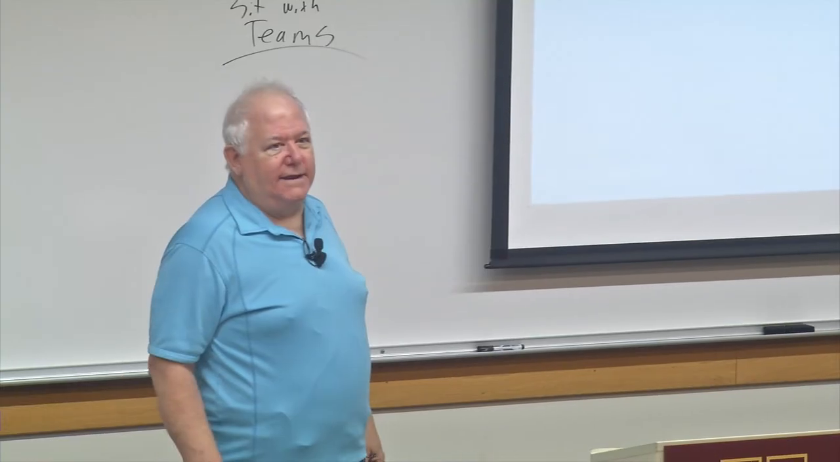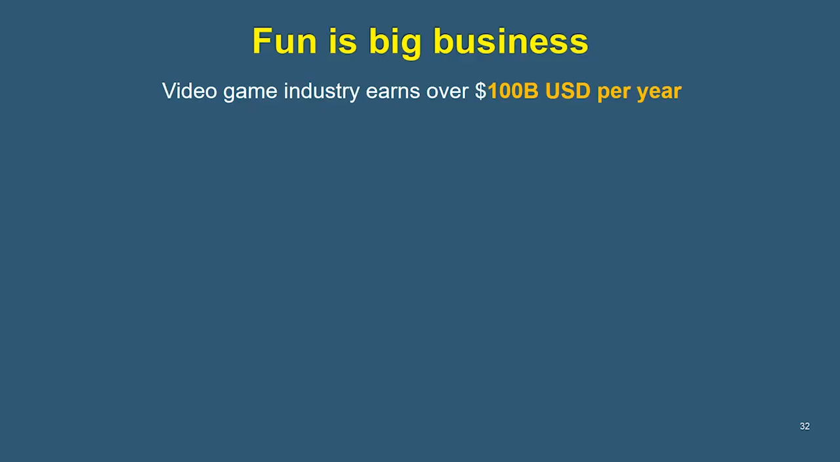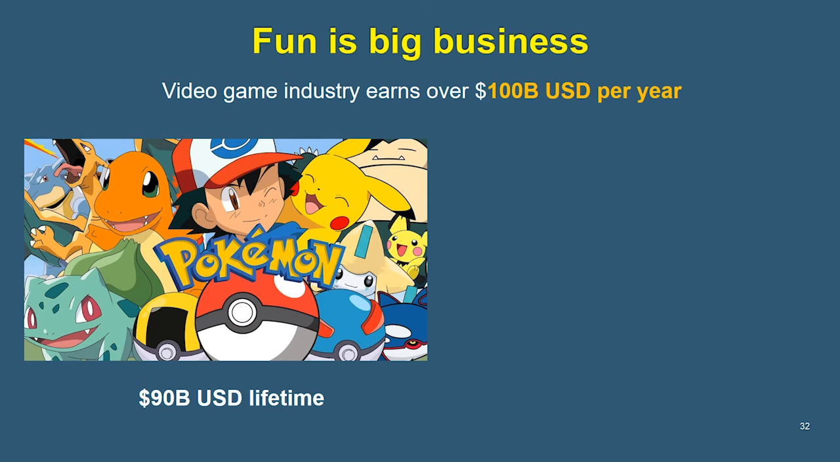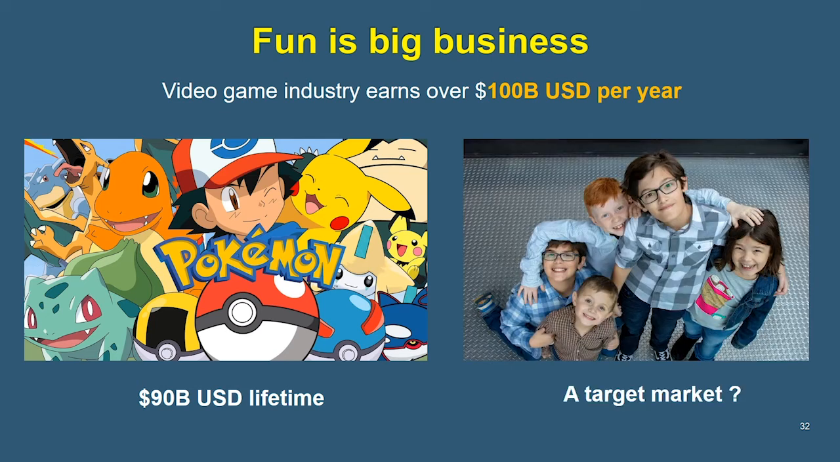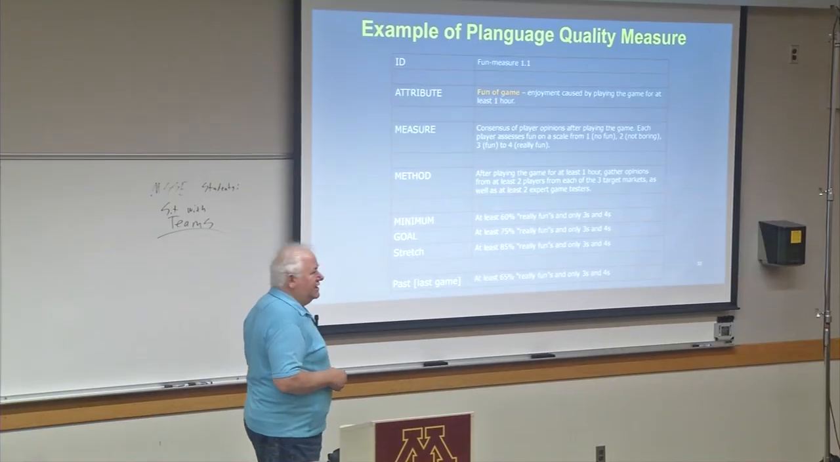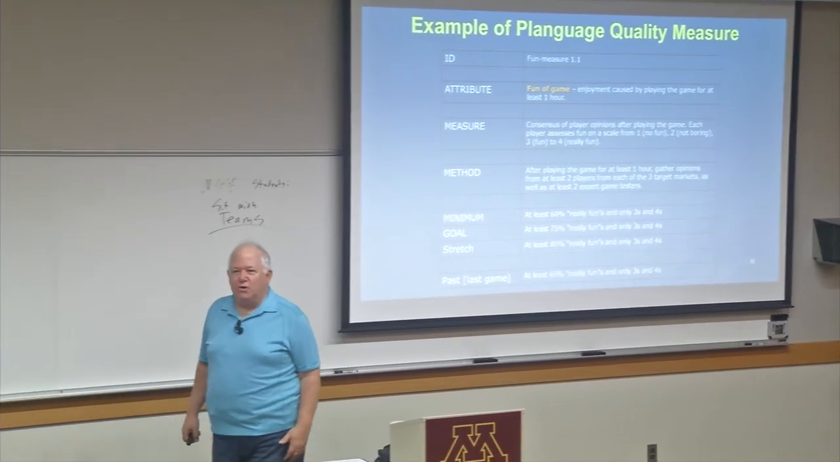Yeah, let's talk about fun. Okay, so here's a little light. The video game industry earns over $100 billion US a year. I would call that big business. Okay, so here's Pokemon, $90 billion US lifetime. One of the leaders in garnering dollars, and always looking for an excuse to show off my beautiful grandchildren. We say, okay, this is a target market, but maybe not so much. 65% of American adults play video games. Okay, so how do I specify fun as a requirement?